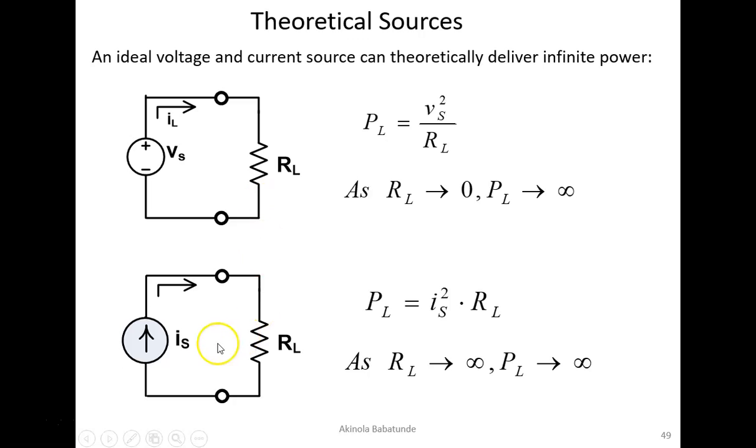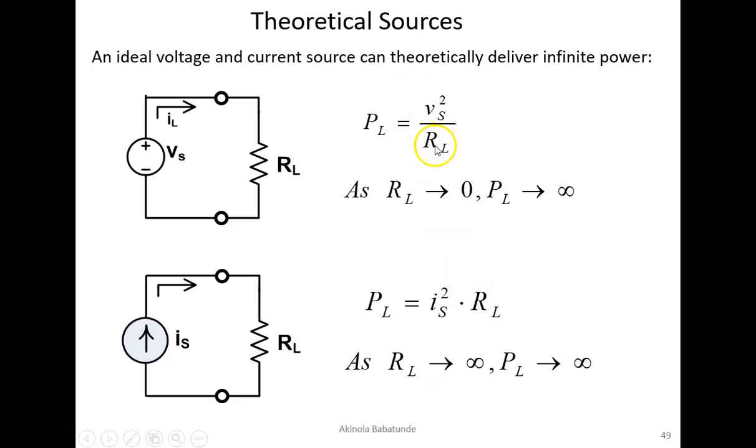Then, considering the current source, PL will be equal to I squared R. In this case, our I will be the source current, so we have IS squared multiplied by RL. This tells us that as RL increases, our power would also increase. From this equation, as RL increases to infinity, our power would also increase to infinity. This is simple arithmetic, by the way.